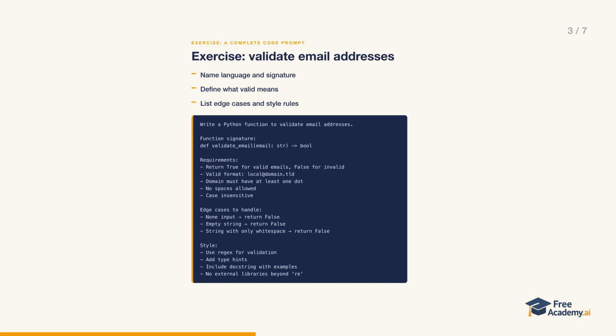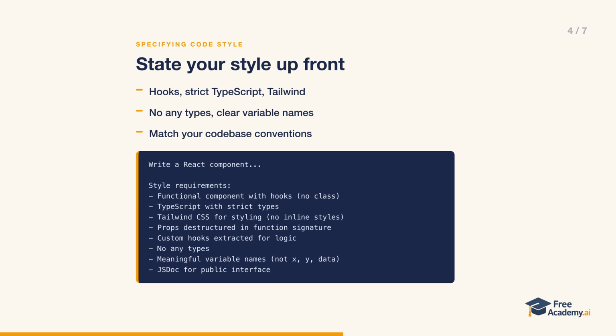Notice how it hits every checklist item. Language, input, output, edge cases, and constraints are all there, which is exactly why the generated function comes back ready to use. Beyond correctness, you can shape code quality by stating your style requirements up front.